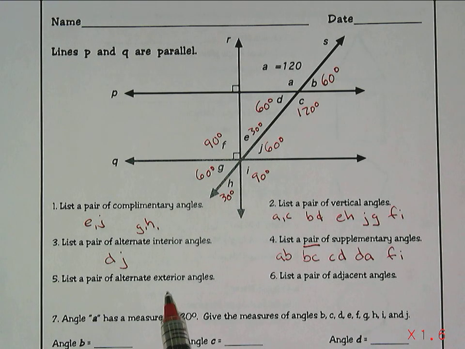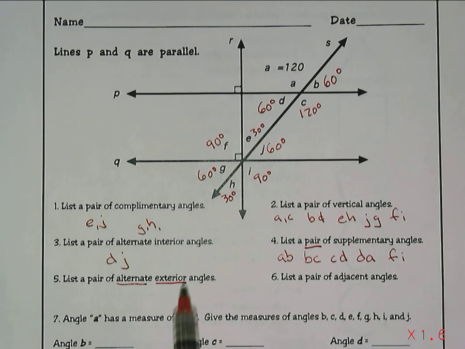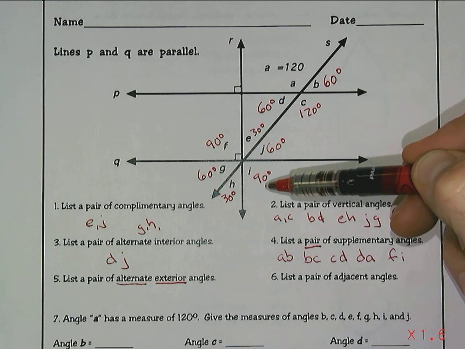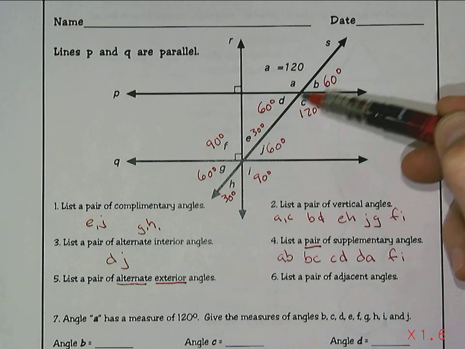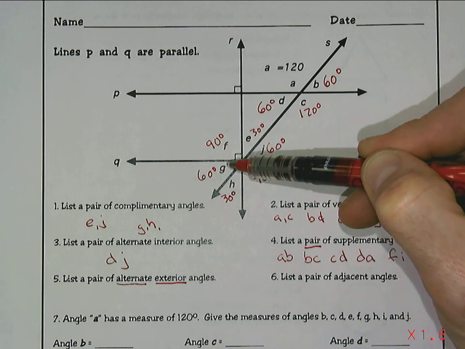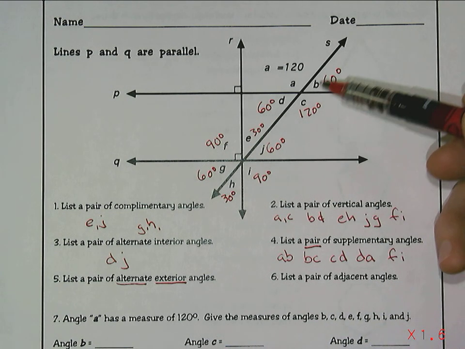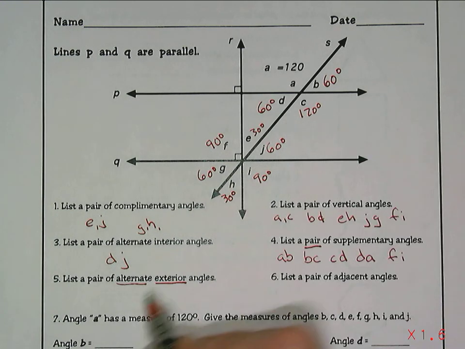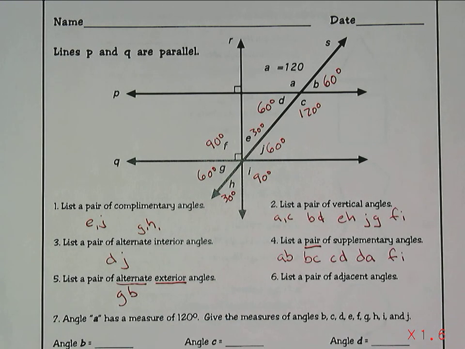Now we have another type that depends on the parallel lines, and that's called alternate exterior. A lot of times if you just read the words, it sort of explains that we're alternating sides of the transversal and they're on the exterior of the parallel lines. So if we look outside the parallel lines and alternating sides of the transversal, then B and G are alternating and exterior to the parallel lines. So alternate exterior, and that would be G and B is the combination that does that.